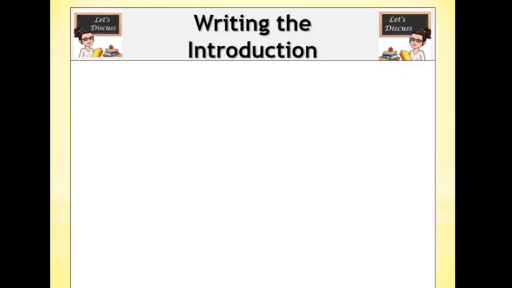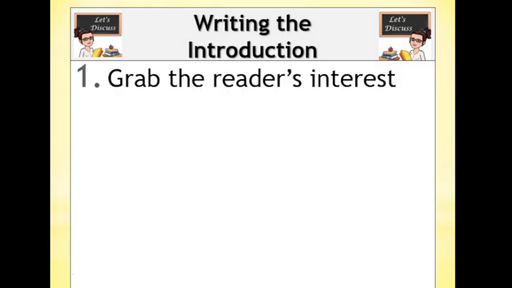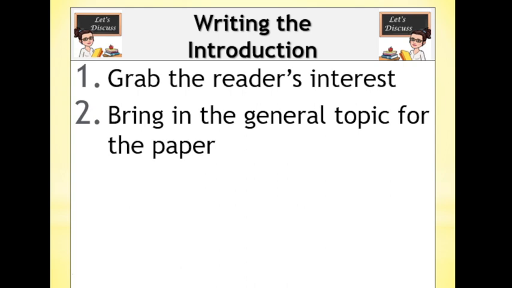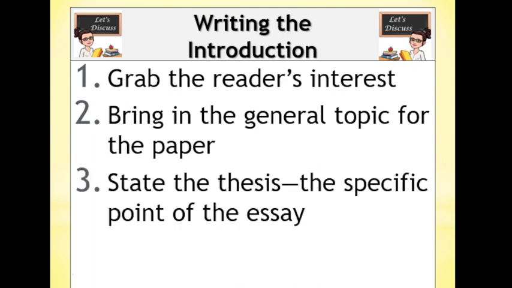So, how do we write the introduction? An introduction should first grab the reader's interest. When we say grabbing the reader's interest, it means that it should create a good impression. It should also have a hook. Next, it should bring in the general topic for the paper. It should tell the reader what to expect upon reading the text. And of course, we have to state the thesis or the specific point of the essay. This is where your thesis statement comes in.